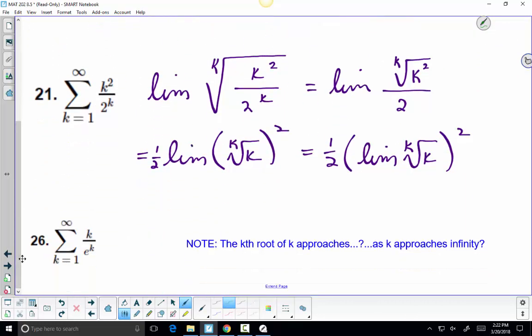So our conclusion here is that this limit is 1. 1 squared is 1, and then we multiply by 1 half, and so we get 1 half. So what is our conclusion? Convergence. 1 half is less than 1, therefore converge by root test.